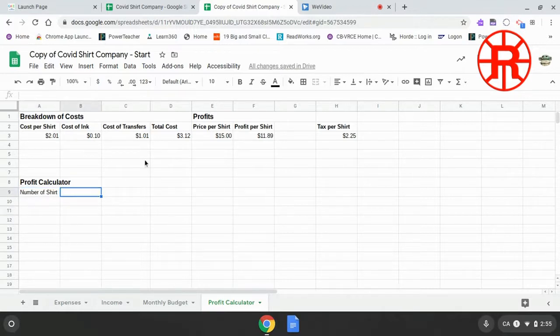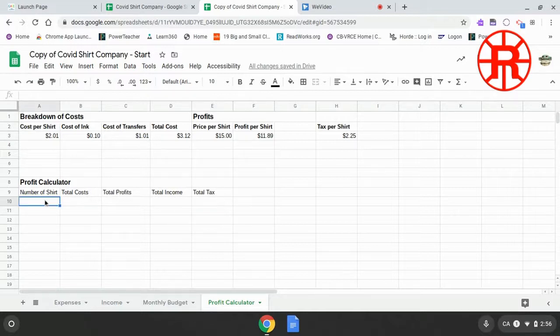And then the next one will be total costs. And then total profits. Then total income, which is how much money we actually take in versus how much money we make. And then our total tax. So these four, cost, profits, income, and tax, are all going to be based on the number of shirts that we sell and based on the costs that we worked out up above.